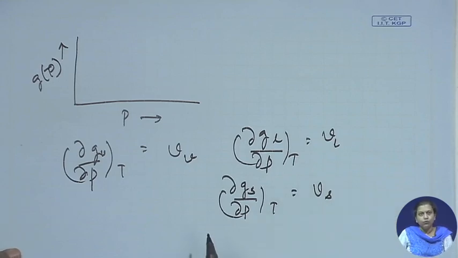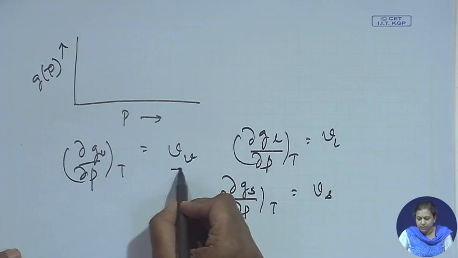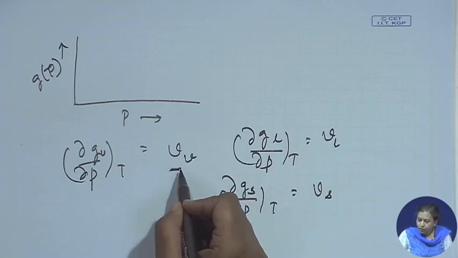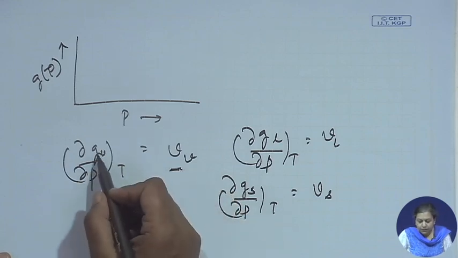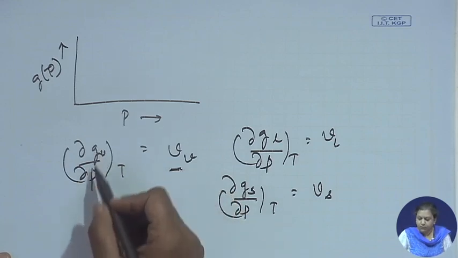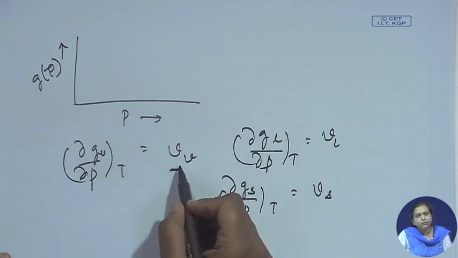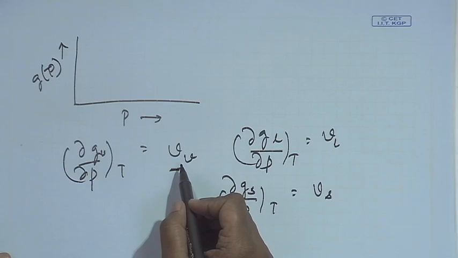Now what do we know? We know that volume is also a positive quantity. So from there, what do you understand? We find that the slope of Gibbs free energy versus pressure is always positive. In other words, Gibbs free energy keeps on increasing as pressure increases. This is the first thing.